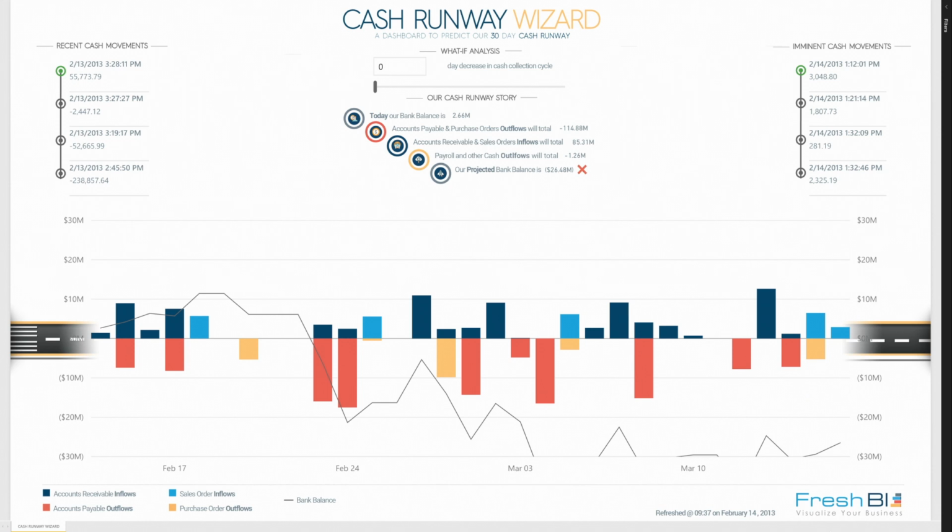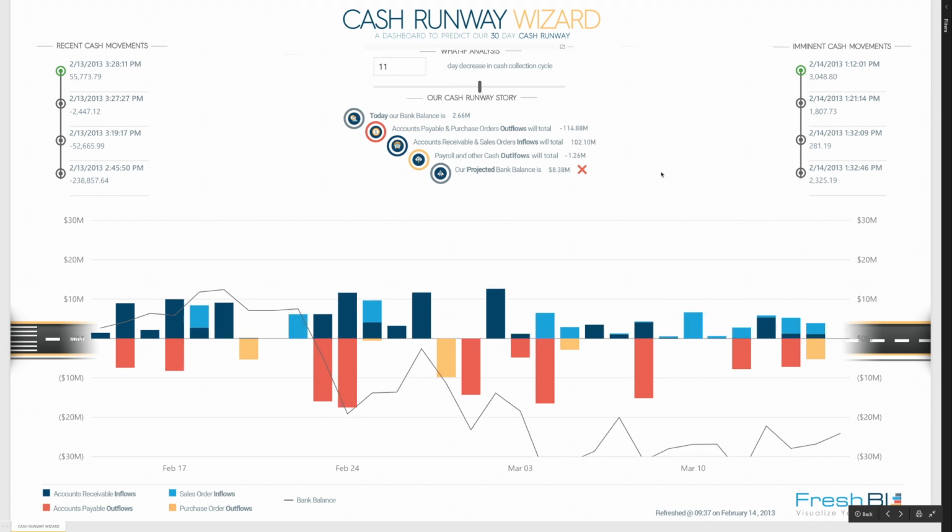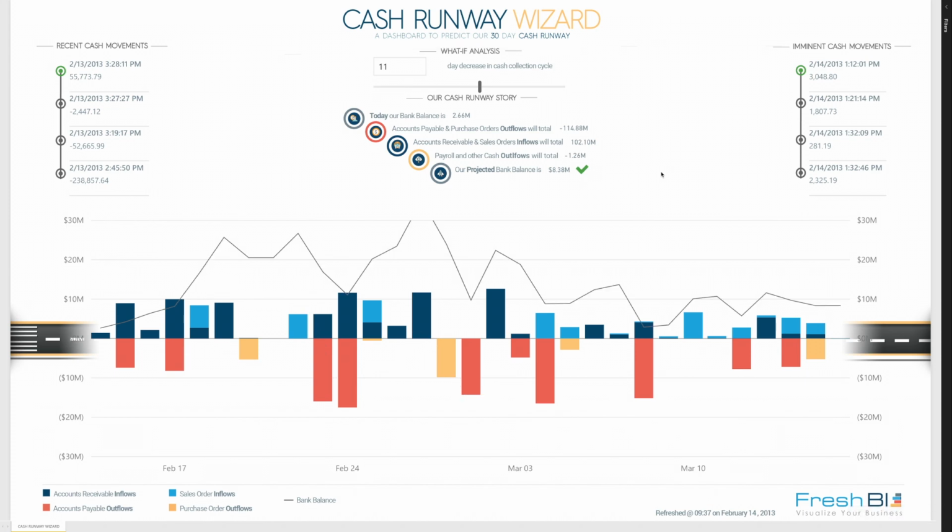Power BI's What If analysis reveals what impact your management ideas can have on your bank balance at the end of the 30-day projection. Experience what the likely impact on your 30-day cash projection would be if you were to shorten your collection cycle, for example.